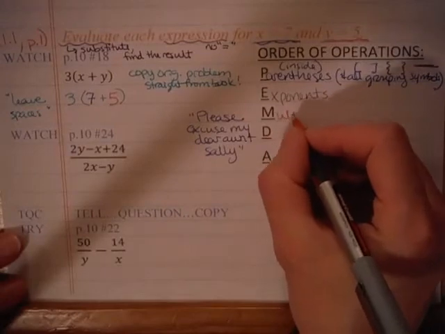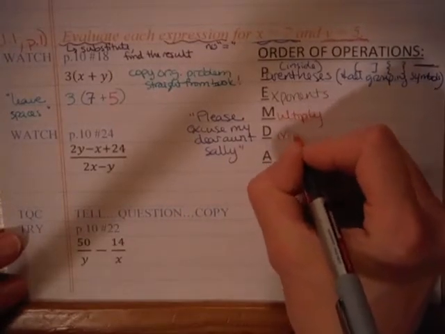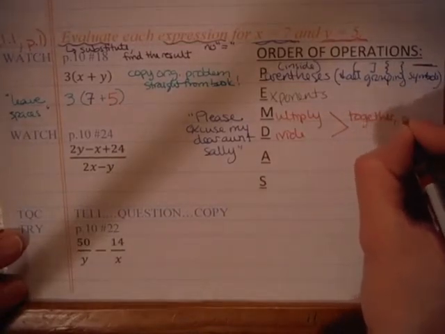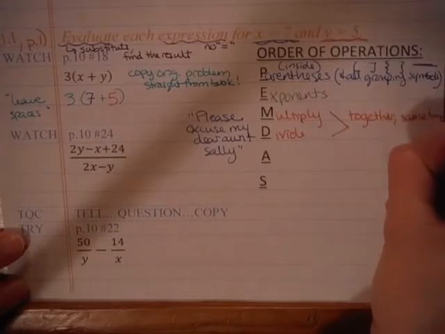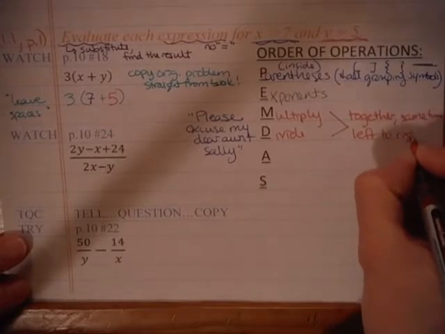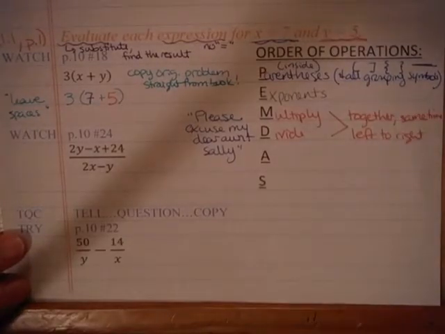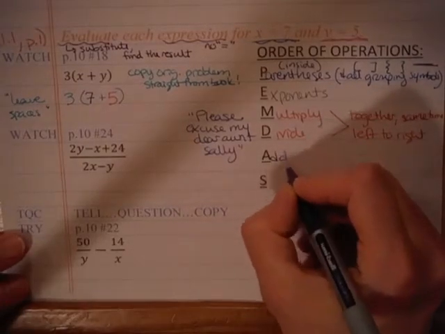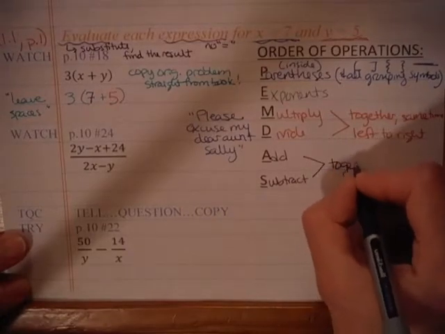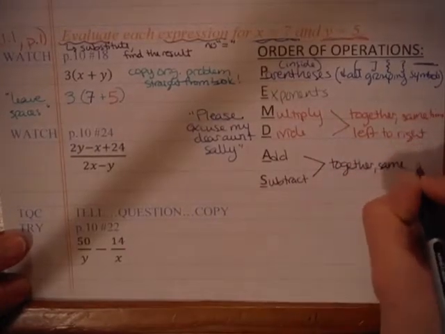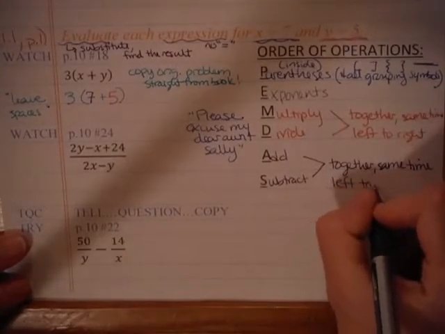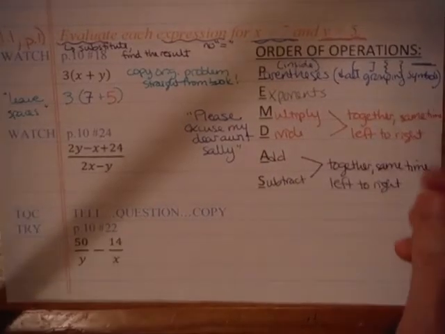After that, you deal with any multiplication and division. You multiply and divide, and you deal with these at the same time, simultaneously, together. And you don't pick one over the other, you just take them as they come, left to right. And finally, Aunt Sally, you add and subtract. Same as multiplication and division, you deal with them together at the same time, simultaneously. The way you decide how to do it is you just read the problem from left to right, and you take the addition and subtraction as they come in order.